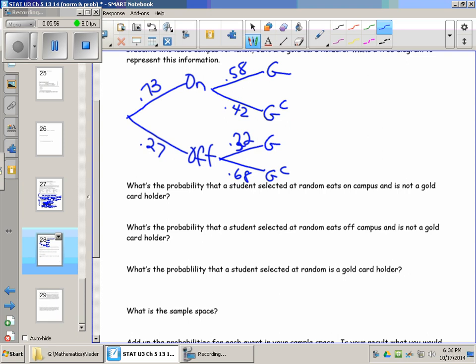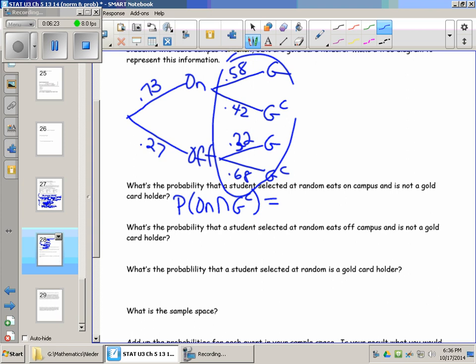So then doing these probabilities, what's the probability that a student selected at random eats on campus and is not a gold card holder? So we're doing the probability of on and not a gold card holder. This is an and problem, and because we've organized these by the different branches, we've got the conditional probabilities on these second branches here, right? Those are the conditional probabilities. So when we use our rule, that's taken care of, right? Because these are dependent events.